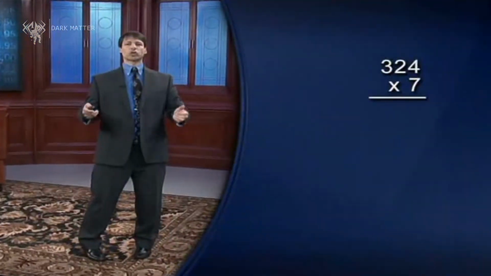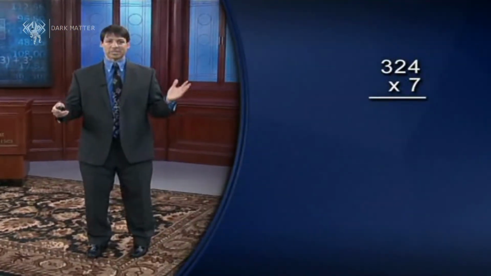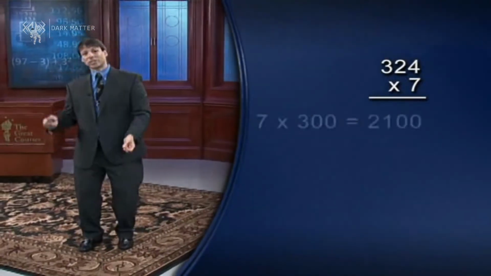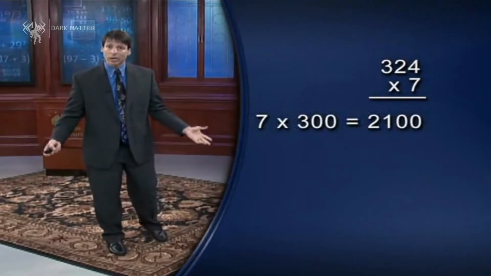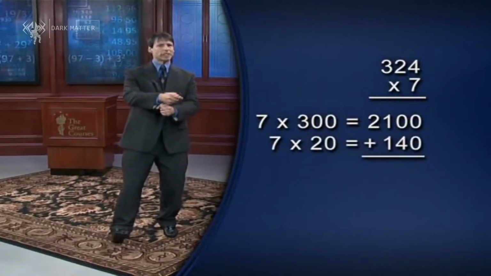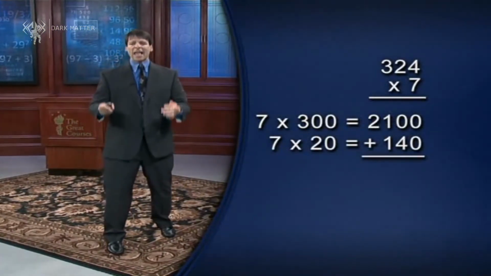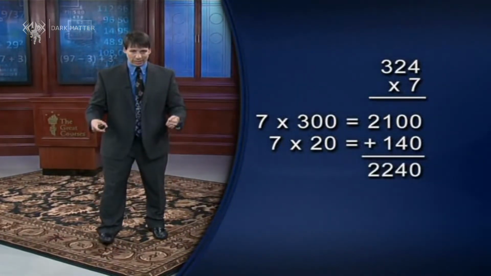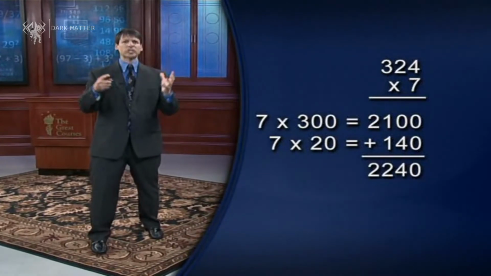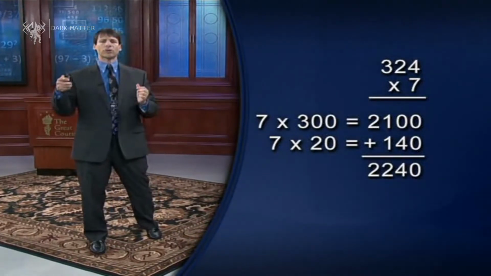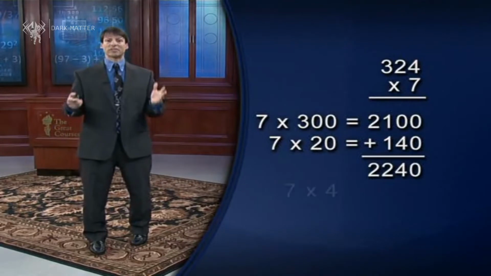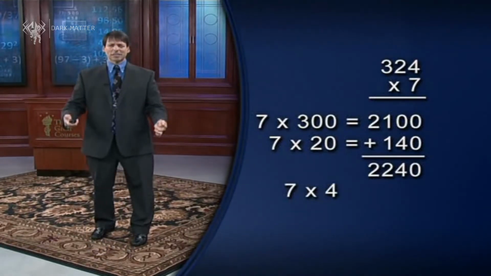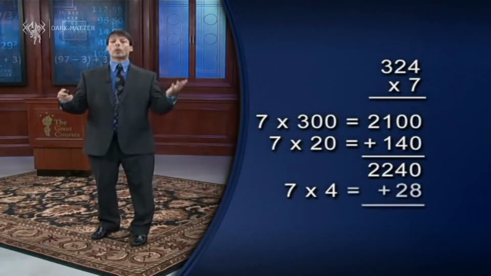Let's try and do 324 times 7. It starts off the same as before. We start with 7 times 300 to get 2100. Then we do 7 times 20, which is 140. Add those together to get 2240. But notice that we added those together before we took the third step of doing 7 times 4. So I've got 2240. Now I add 7 times 4, which is 28.